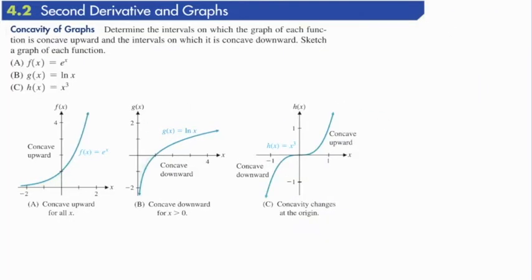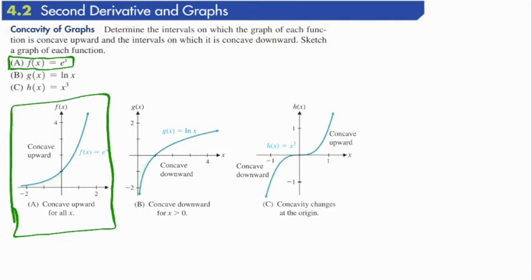So, concavity of graphs. Determine the intervals on which the graph of each function is concave upward and the intervals on which the graph is concave downward. Sketch a graph of each function. So we see that for the function f of x equals e to the x, it is graphed down below here. And we see that e to the x is concave upward for the entire domain. So we would say f of x is concave up for all x in the domain.